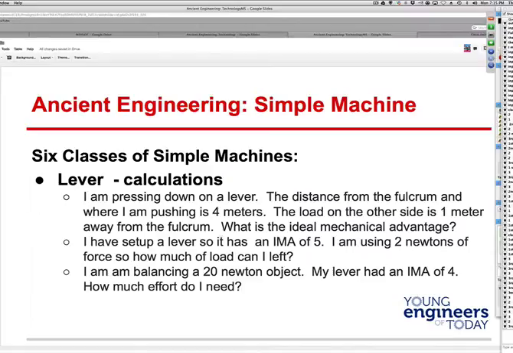Here we go with these questions. But this will help you in class. You will cover this. If you don't cover it in middle school, you'll get it in general science in high school. So it's kind of an introduction here. I'm pressing down on a lever. The distance from the fulcrum where I'm pushing is 4 meters. The load on the other side is 1 meter away from the fulcrum. So draw a little drawing right now on a sheet of paper, please. Draw the little triangle of the fulcrum. Label one side 4 meters, the other side 1 meter.